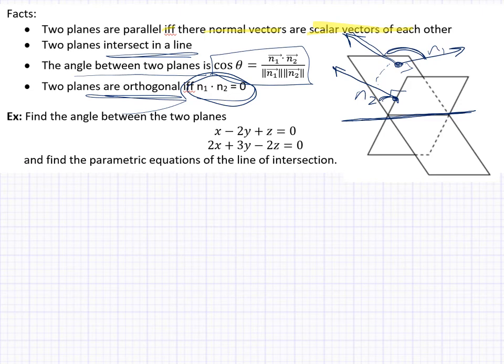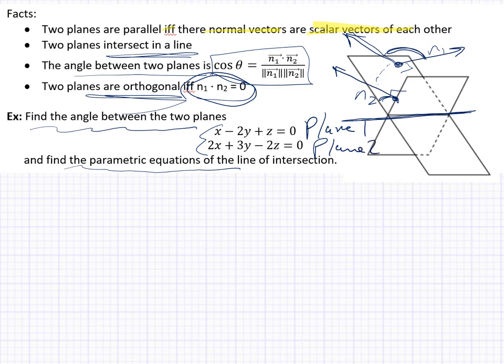So here's a quick question. Find the angle between these two planes. After we do that, then we'll look at the line of intersection. So let's look at the angle between the planes. Well, in order to find the angle between the planes, we need the normal vectors. So that's plane 1, and that's plane 2. Plane 1 has normal vector n1. Plane 2 has normal vector n2.